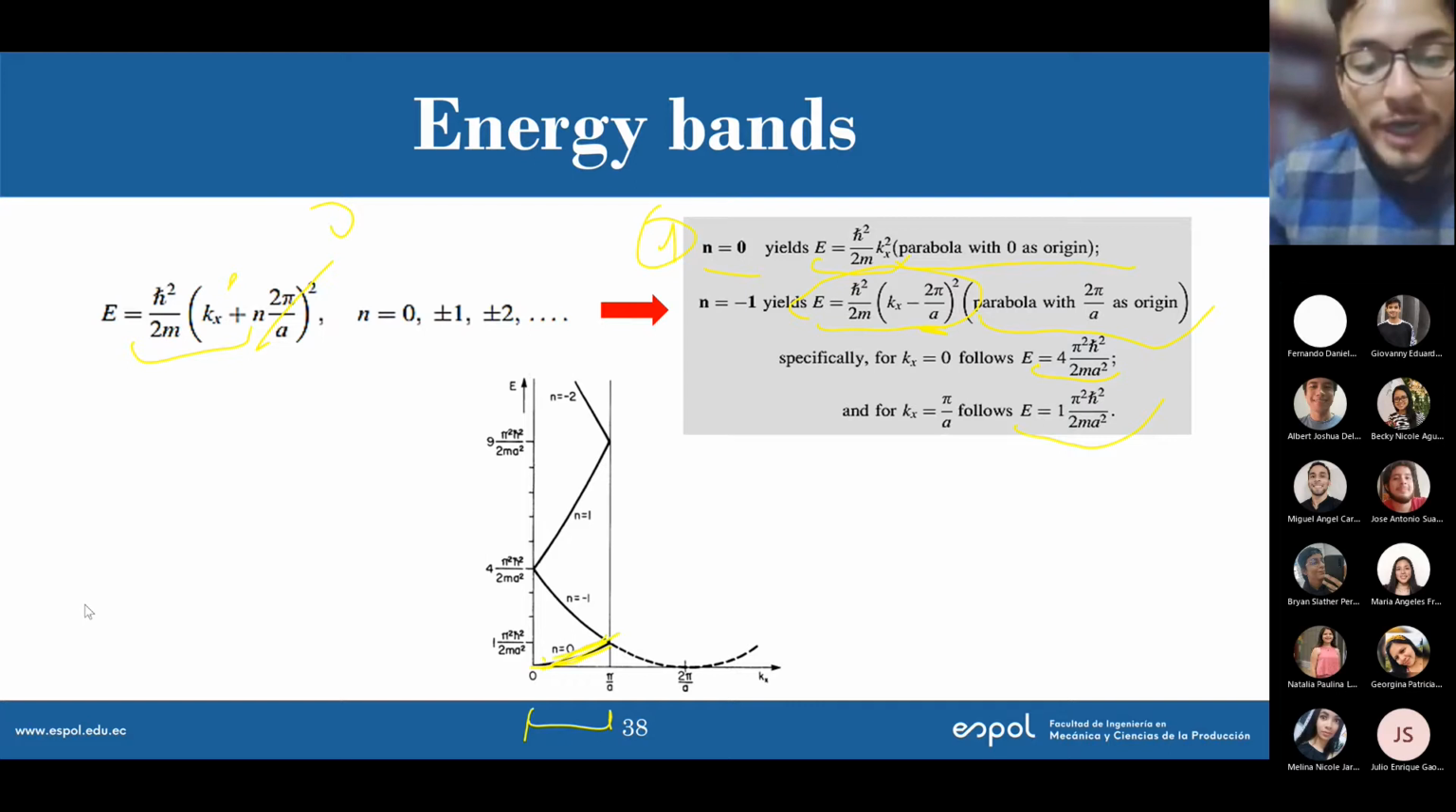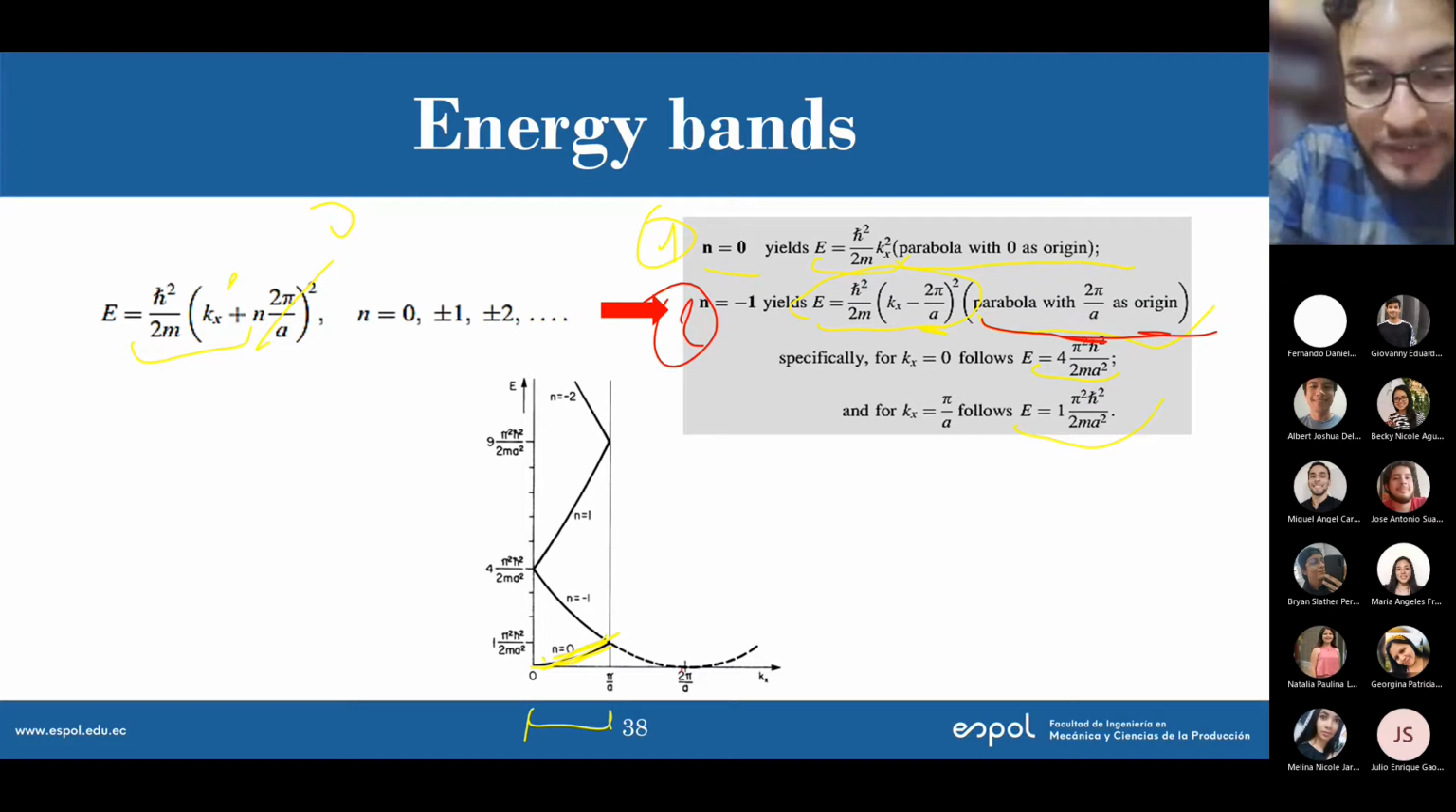Because remember, pi over a is my critical value, and all multiples of pi over a. So I'm going to now use red, and this is for n equals minus 1, and I get, remember, a parabola with 2 pi over a as an origin. So the origin is here. I can draw this parabola and extend it here, but what matters to my plot is this part. And I get this.